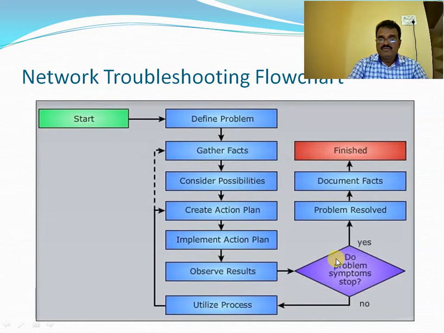If the problem symptoms do not stop, if we say no, then again utilize the process, and we go back. If required, gather facts again, consider the possibilities again, or create the action plan, implement the action plan, and so on. So this is the network troubleshooting flowchart.